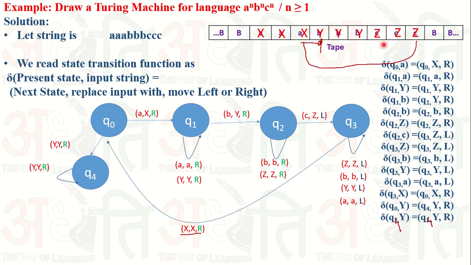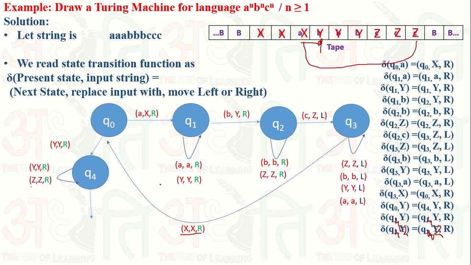So we skip all y's. If there is a z, we simply replace z with the z. So it is a z. If at the state q4 we have a z as an input, then we simply keep z as a z. So at the state q4, if we are having input string as a z, then it remains z as a z.